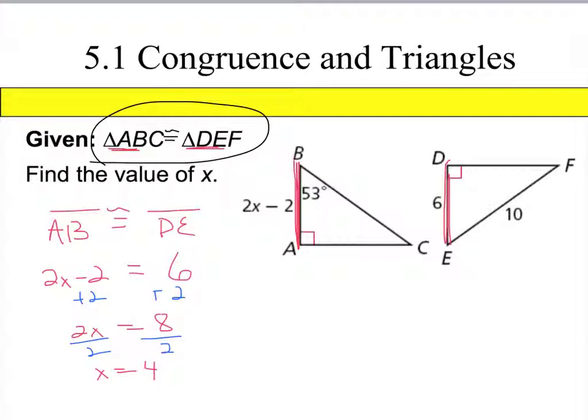Awesome. We just solved for X by setting up an algebraic equation. That's what your first step should be: setting up an equation. Make sure you know what the congruent statement states about your corresponding parts, your corresponding sides or your corresponding angles. Make sure you know that.